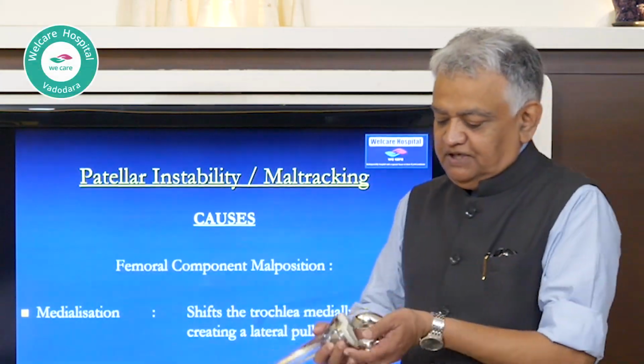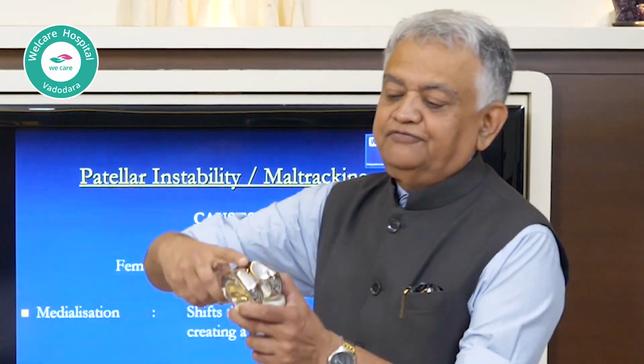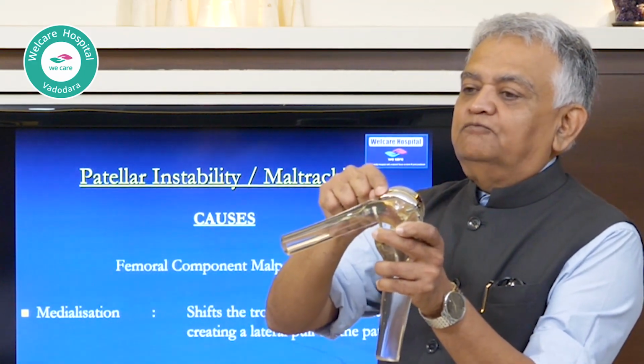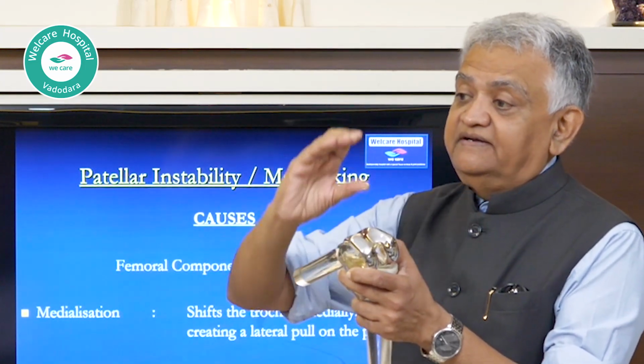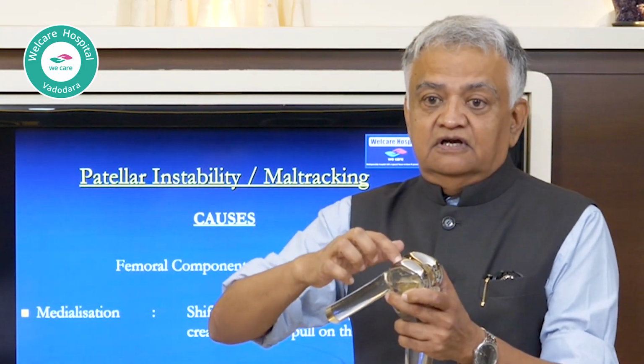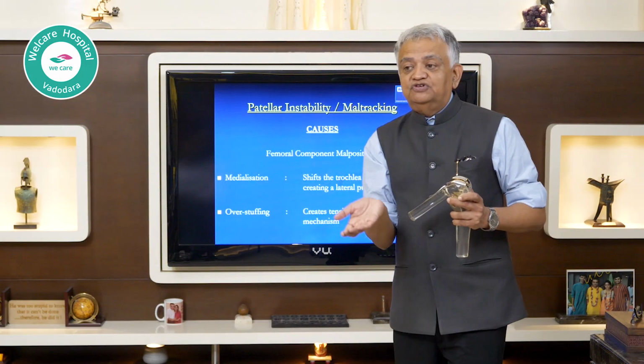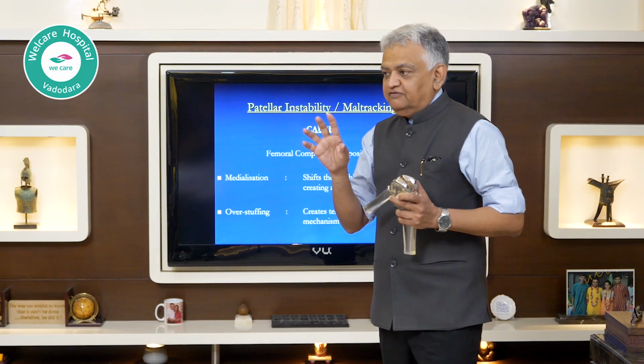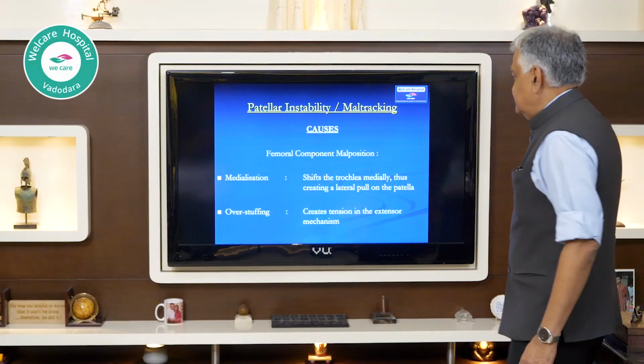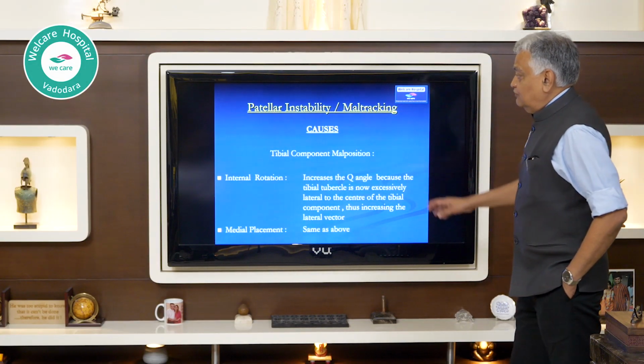And lastly, overstuffing. I told you, if I keep on building up my anterior femur here, either because of thick component thickness or oversizing or anterior positioning, which is possible if you are doing a posterior referencing system. It is unlikely to happen in your anterior referencing methodology, which is what most people follow. But if you are doing a posterior referencing system, then yes, that is one of the problems of posterior referencing, that it can lead to overstuffing. Next please. Now we come to tibia.